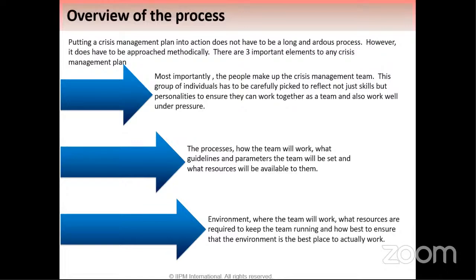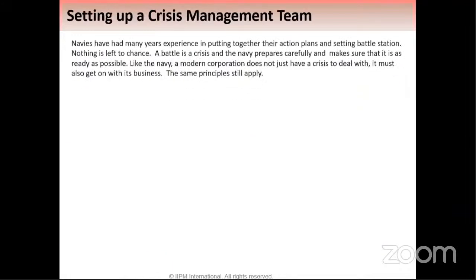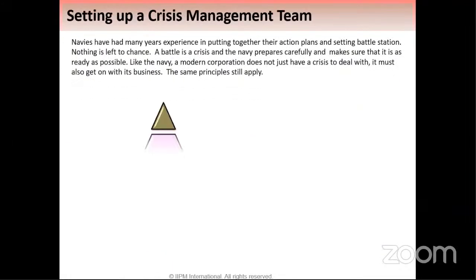without being pressurized. Second, the processes: how the team will work, what guidelines and parameters the team will be set, and what resources will be available to them. All this must be in place. Third, the environment where the team will work. The first one talked about having a crisis management team. The second one talked about the processes through which the team will work. Then the third one talked about the environment where the team will work: what resources are required to keep the team running, and how best to ensure that the environment is the best place to actually work.